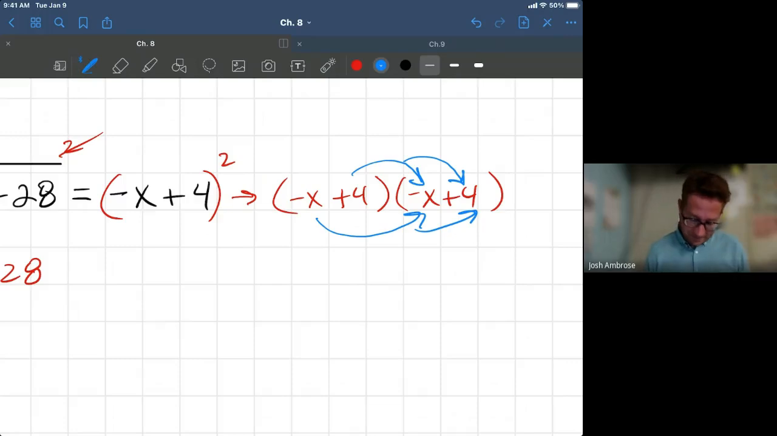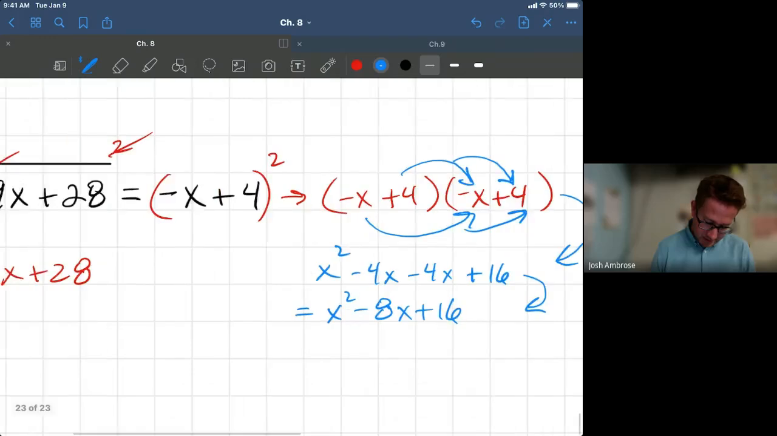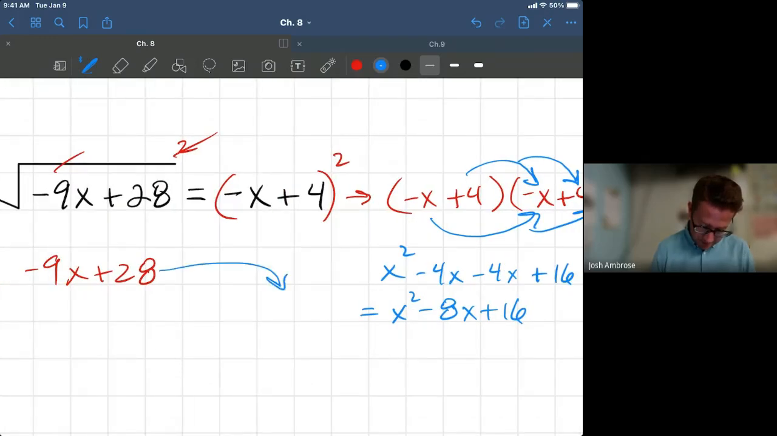So now this entire expression is going to simplify down here. A negative x times a negative x is going to actually now just make x squared. Negative x and 4, negative 4x. 4 and negative x, again, negative 4x. 4 and 4, positive 16. Drop that down again, simplify: x squared minus 8x plus 16 equals, and then we're going to take this and put that right there, negative 9x plus 28.